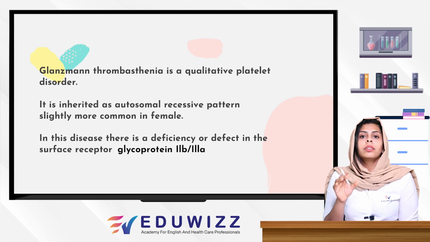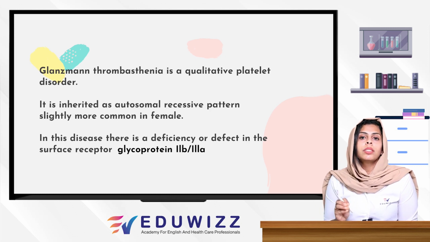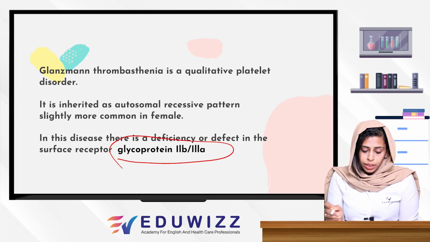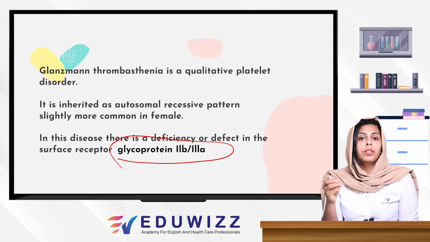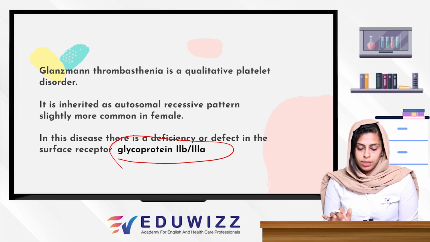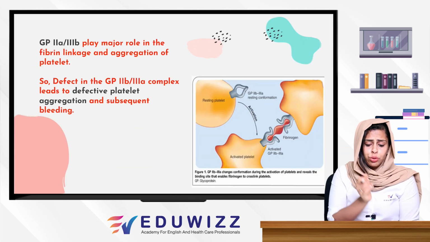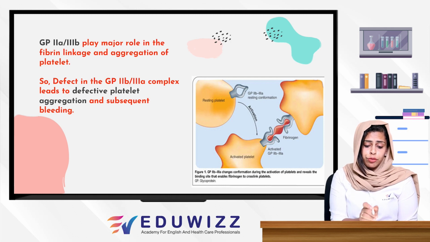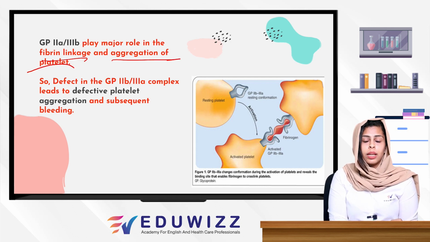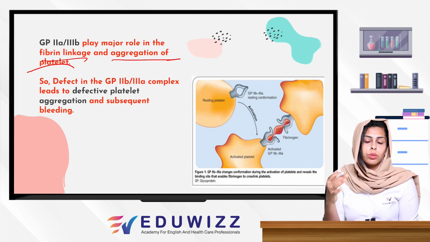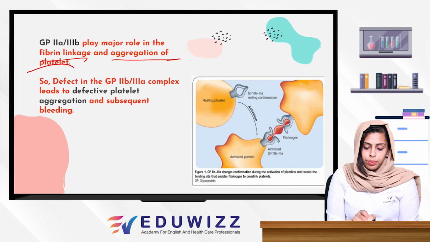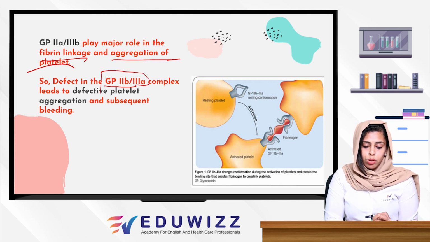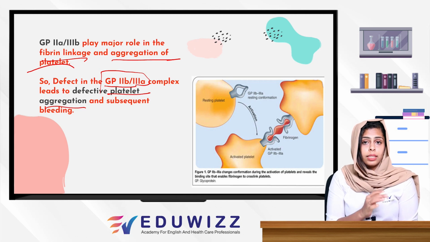that is mainly seen in females. And the main defect in this disease is a deficiency or defect of the surface receptor glycoprotein 2B3A, that is, glycoprotein 2B and 3A. This defect or deficiency leads to the disease. Glycoprotein 2B and 3A play a major role in fibrinogen linkage and aggregation of the platelet. Aggregation of the platelet does not occur in this disease. That's the main condition happening here. So, the defect in the GP2B and 3A complex leads to defective platelet aggregation and subsequent bleeding.